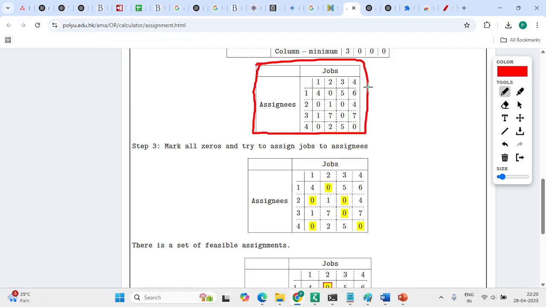Now we will try to allocate. The rule is that we will go row by row. We can also go column by column, but here we will go row by row. For each row, if there is only a single 0, we will do the allocation. Allocation means we will say that this particular 0 represents the allocation, which means that person number 1 is going to do job number 2, and so on. So here, because in this row 4, 0, 5, 6 there is only one 0, we will do the allocation.